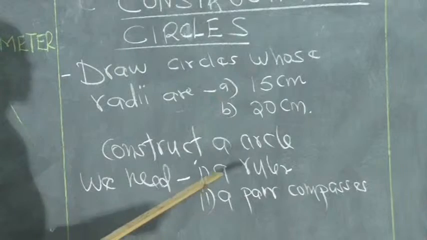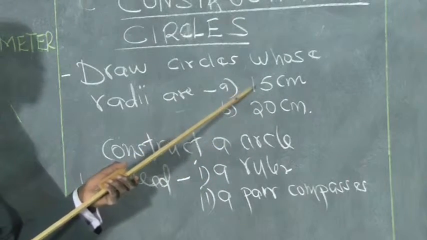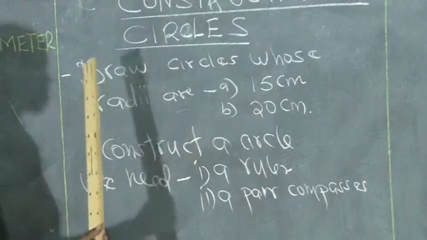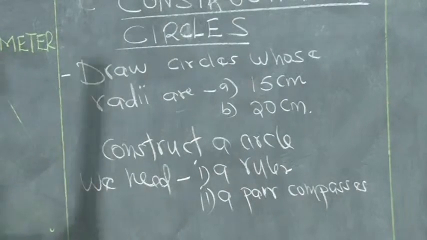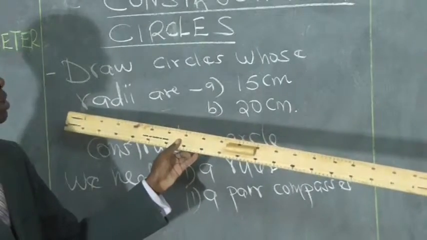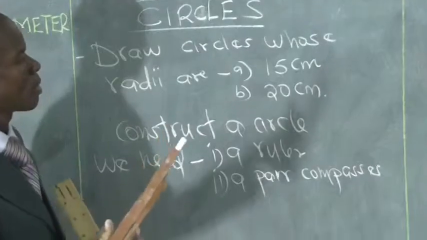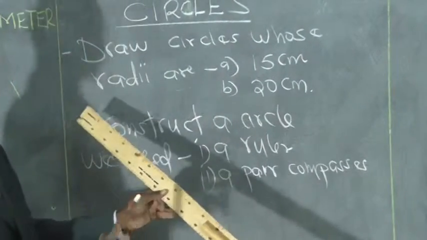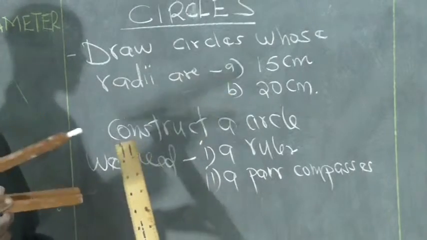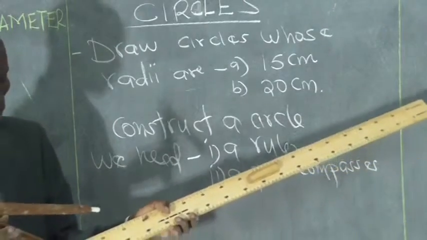So in this case, we are going to see how I'm going to construct the first circle whose radius is 15 centimeters. As I've said, to construct that circle you need a ruler, like the one I'm holding. You need a pair of compasses, like the one I'm holding in my hand. Then from there, you'll have to get a radius as given, that is 15 centimeters. So you take the pair of compasses, then place it at point 0, as you can see.